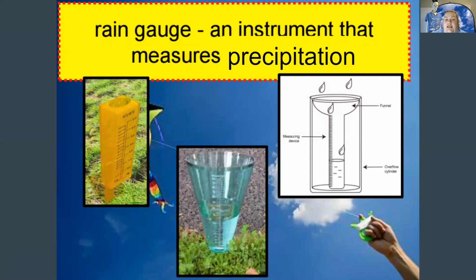A rain gauge is an instrument that is used to measure precipitation. So you set these outside when it rains and you check and see how much precipitation has fallen. You can use a rain gauge to measure not only rain, but you can also use it to measure snow.